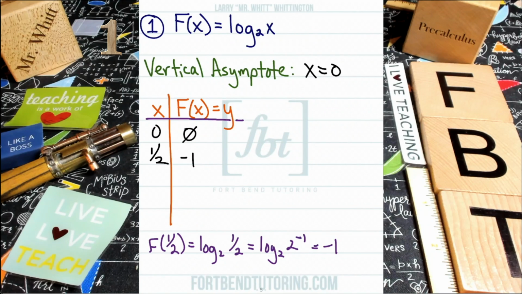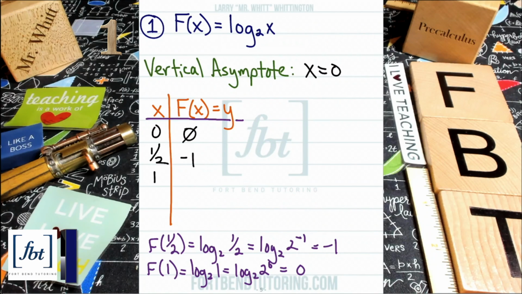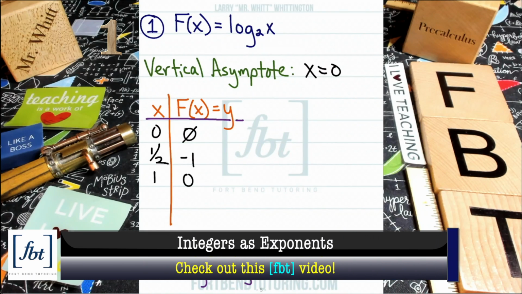The following value that I will want to try is the value of 1. I want to see what happens when x equals 1. The way I'll be able to evaluate this is to have f of 1 equals log base 2 of 1. Well, we'll be able to simplify by rewriting 1 as 2 to the 0 power. Then using our logarithmic properties, this will simplify to give us a result of 0. So when x is 1, y is 0.